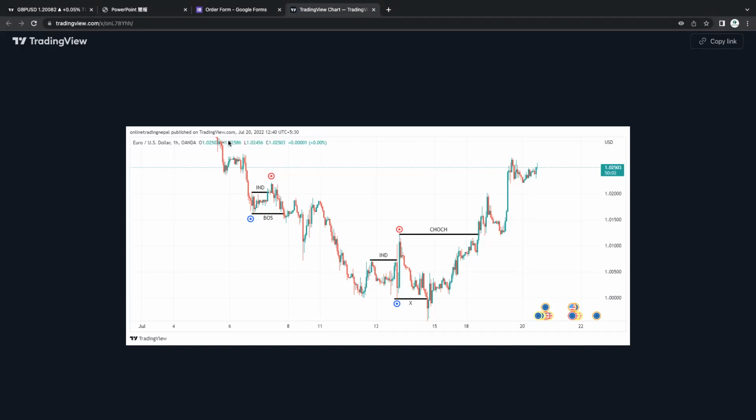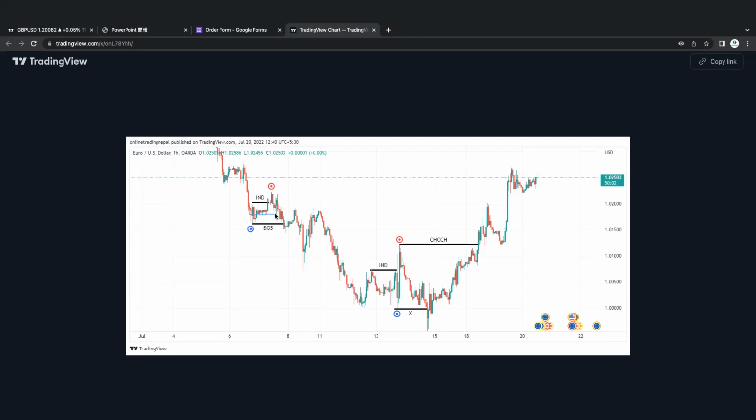Okay, so in this case, you need to identify the structure, BOS and CHoCH. So this BOS is valid because market momentum is bearish. This is the first inducement, market taken out, and this is the confirmed lower low and lower high. It means this BOS is valid. And then what happened? Market again breaks this structure, sweeps this low, and pushes downside.